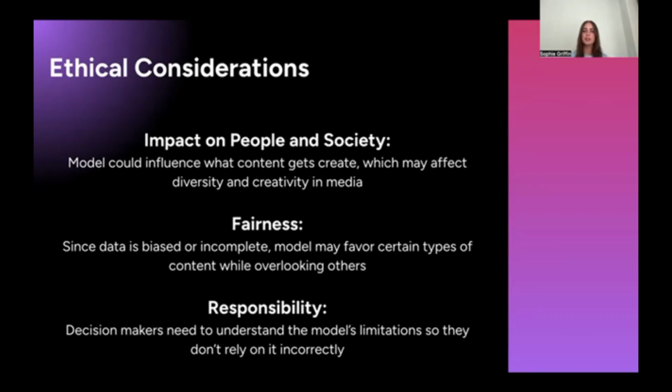So before wrapping up, we wanted to touch on some ethical considerations. Since this model is designed to predict content success, it could influence what kind of shows or movies actually get created. That might limit creativity or reduce diversity if companies rely too heavily on data instead of new ideas. There's also the issue of fairness. Because the data we use might be biased or incomplete, the model could favor certain types of content while overlooking others. Lastly, responsibility is really important. Decision makers at Netflix need to understand that this model isn't perfect and it should be used as a tool to support decisions, not replace human judgment.